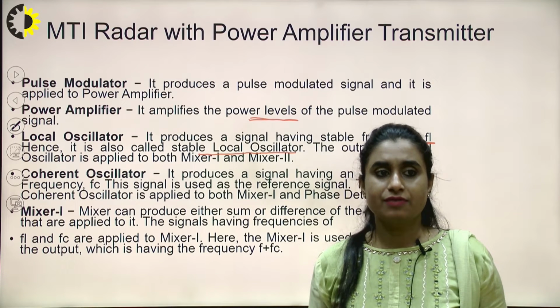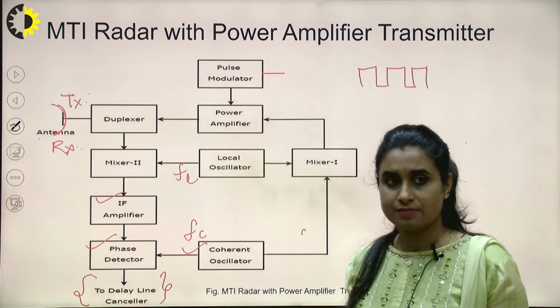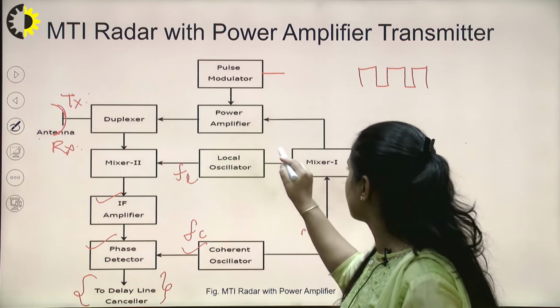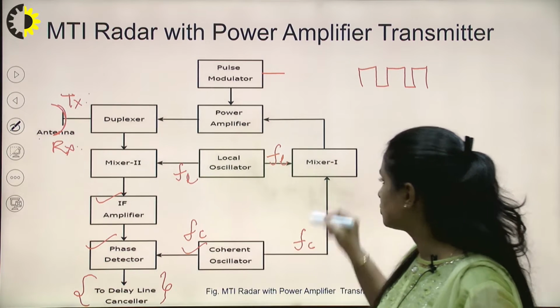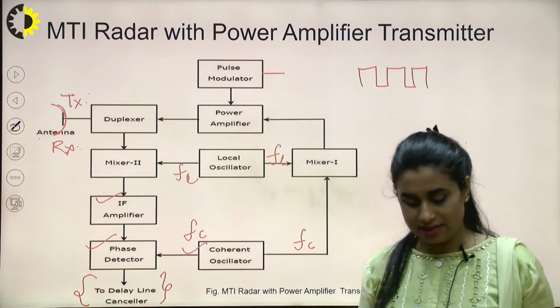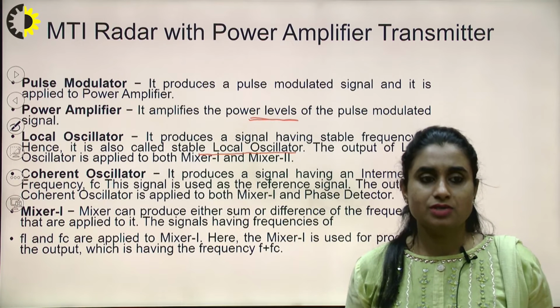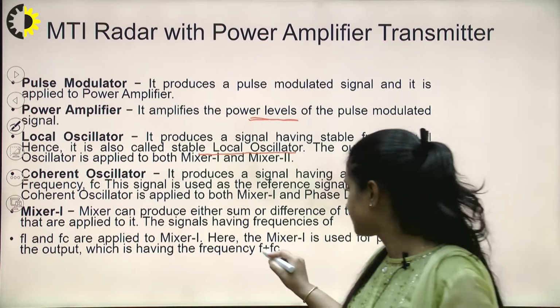The signals having frequencies of FL and FC are applied to mixer 1, right? FL from here and FC from here. The two inputs to mixer 1 are FL and FC, right? Mixer 1 is used for producing the output which has the frequency FL plus FC, right?